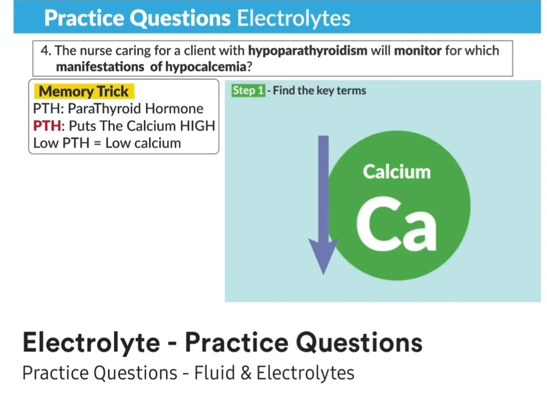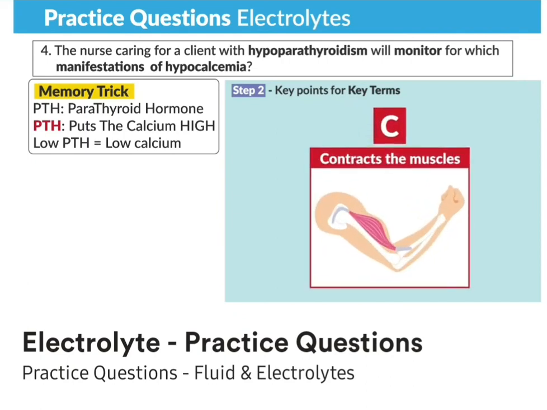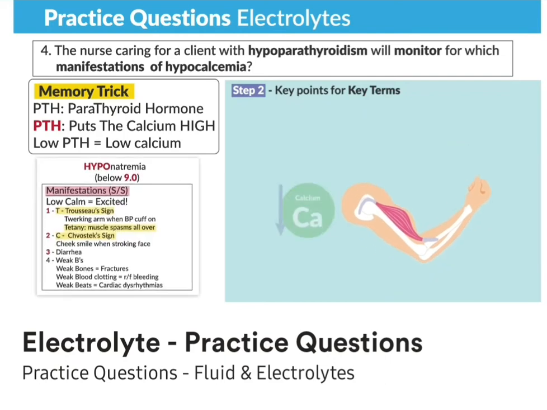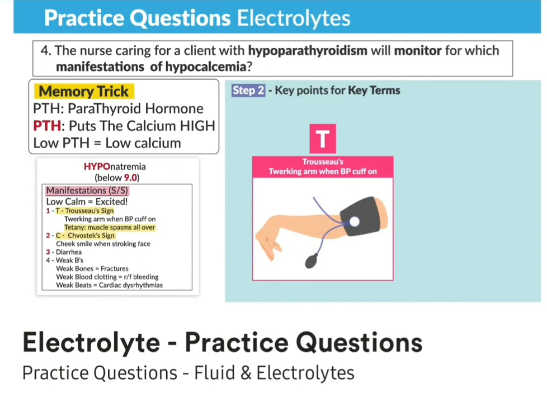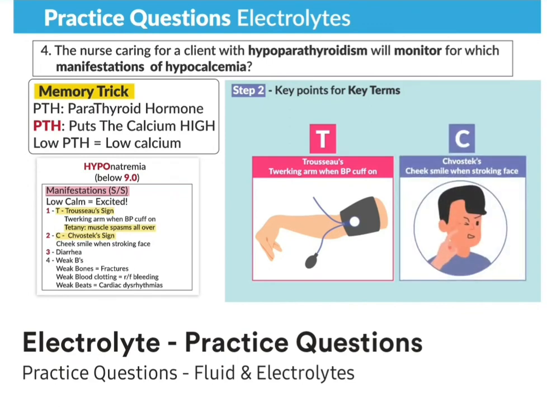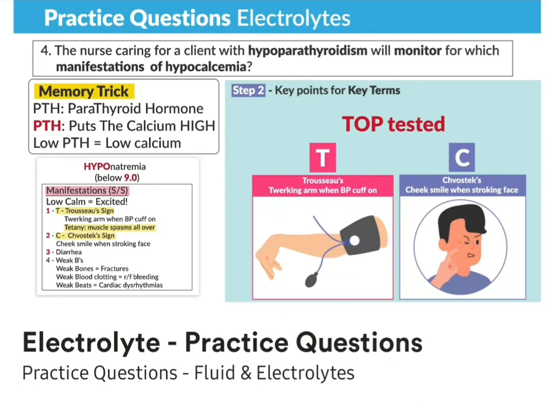So before looking at the options, always think of the top 2 signs for any electrolyte imbalance. In this case, for that low calcium, remember, calcium contracts and calms the muscles. So with low calcium, we have low and loose muscles, low calm and very spastic and twitchy. So we see Trousseau sign and tetany with muscle spasms, as well as Chvostek's sign. So you must know these time and time again for nearly every exam for low calcium. Trust me, they're top tested.